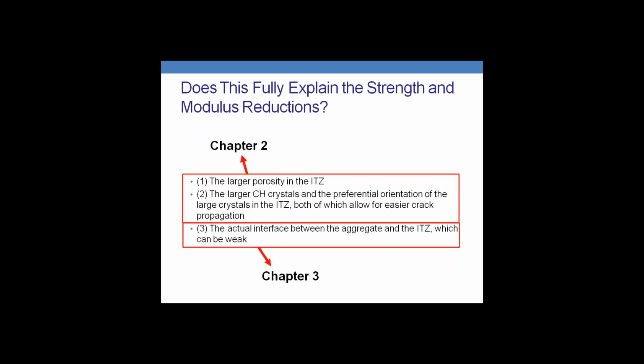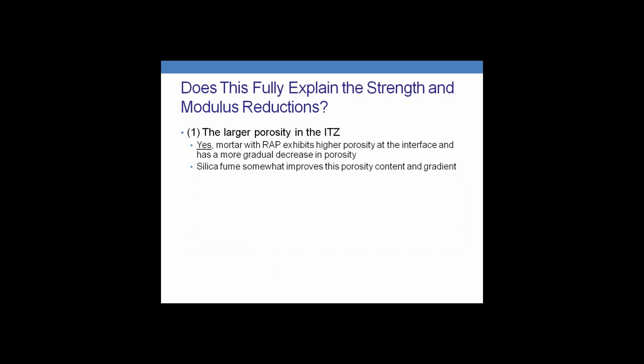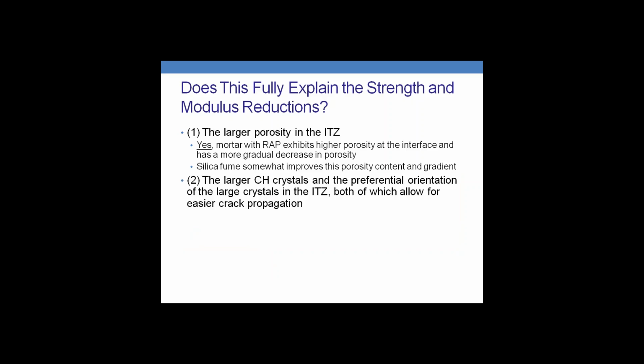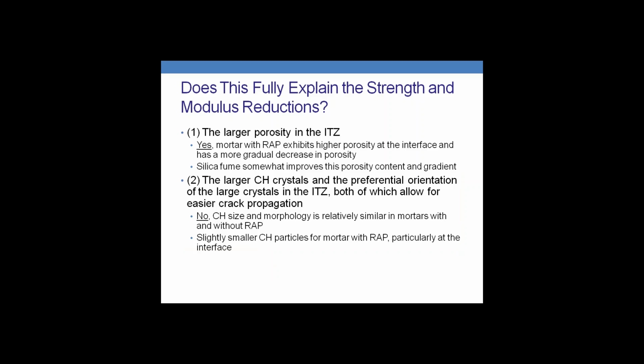So, if you recall, these are the three things we need to look at. In this chapter 2, we wanted to see if there's a difference in porosity and CH because of the RAP. For porosity, yes, we clearly see a much larger ITZ with more pores. The CH, not really that much of a difference. They might be slightly smaller particles, but in the end, the effect is not the bulk 50% reduction in strength we're seeing. We can't attribute that to the CH. The porosity, maybe.